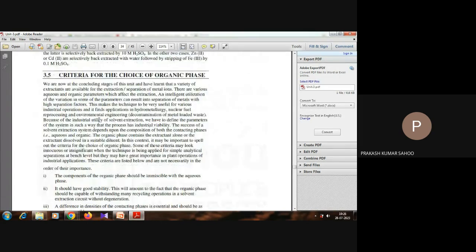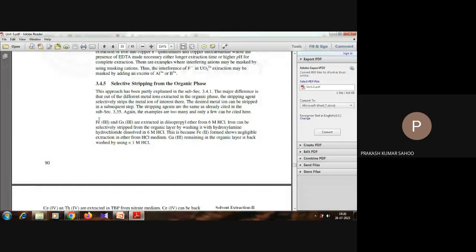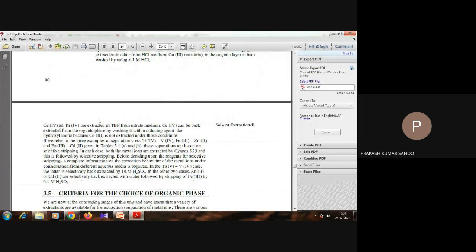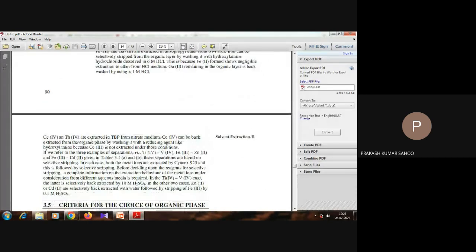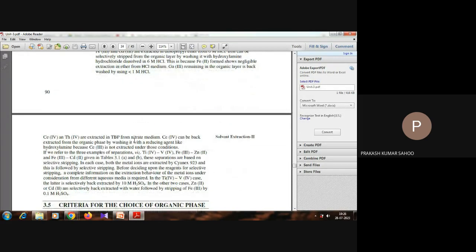And the factors which are affecting the solvent separation, as well as the criteria. What are the criteria for selection of your organic phase, as well as your aqueous phase. And I think this is all about your solvent extraction, Unit 2 and Unit 3.